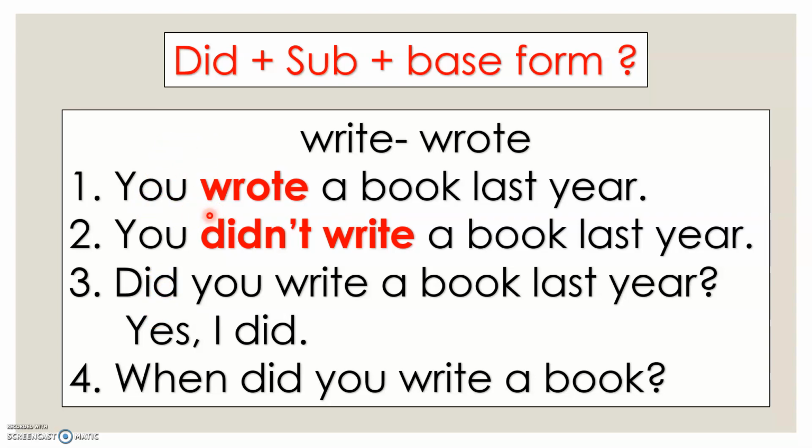Yes, I wrote a book last year. Or no, I didn't write a book last year. To make the WH question, we need to start with the WH word, which is what, for example, or when, or where, or why, then did, then the subject, then verb 1. So for example, when did you write a book? When did you write your book, for example? I wrote my book last year.